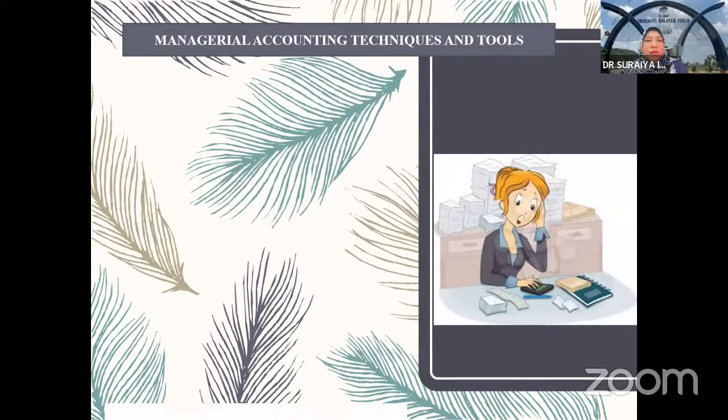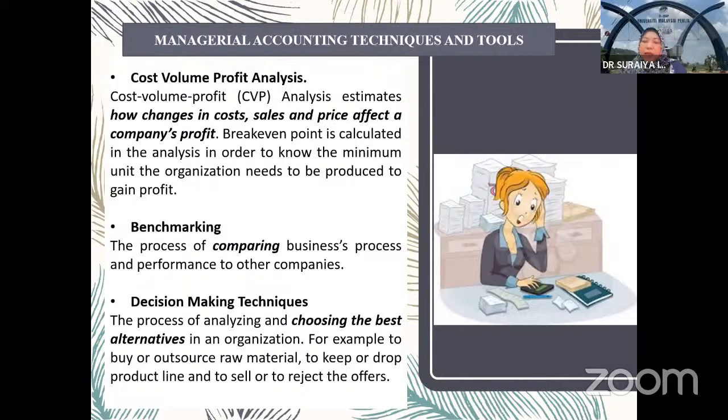All right. So after that, if you notice, we have this cost volume profit analysis. I think we have also learned CVP analysis in basic economics. However, the CVP analysis today is more from the management accounting perspective. Here, CVP analysis can be used to estimate how changes in cost, sales, and price will later affect the company's profit. This break-even point, for example, is calculated in the analysis to make sure of the minimum units the organization needs to produce to gain profit.